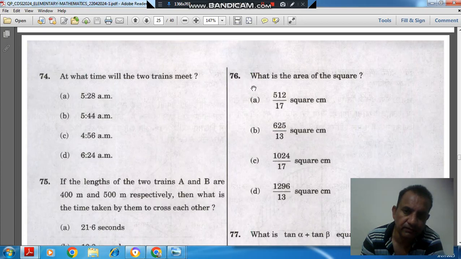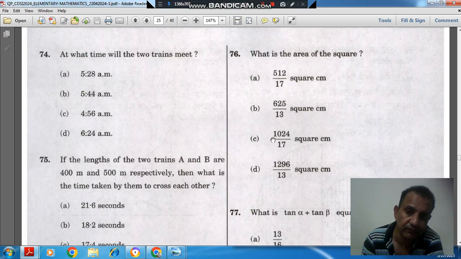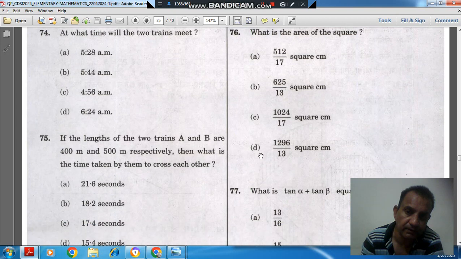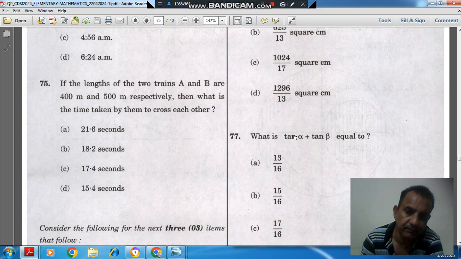Question number 76 is: what is the area of the square? Option A 512 by 17 square centimeter. Option B 625 by 13 square centimeter. Option C 1024 by 17 square centimeter, and option D 1296 by 13 square centimeter.